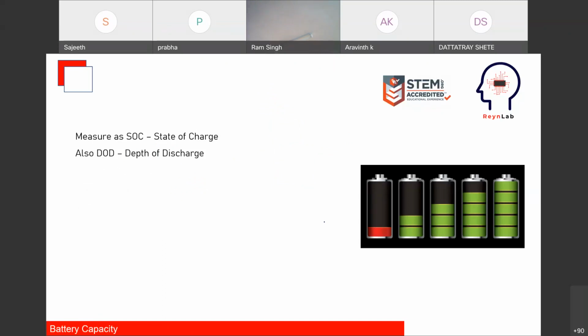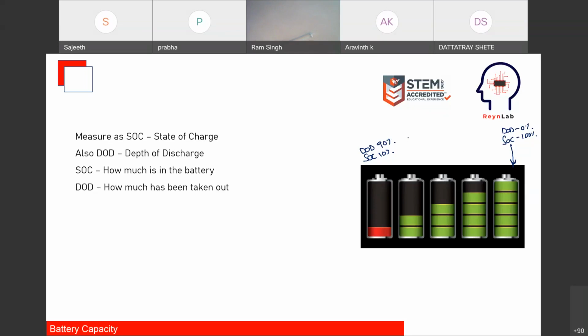Whereas depth of discharge tells you how much has been depleted. Say, for example, in this case, you would say SOC is 100 percent, or 1, and depth of discharge is basically 0 percent. In this case, you would say SOC is 10%, whereas depth of discharge is 90%. So DOD is basically 1 minus SOC, right? So they are related that way. It's just that they measure different things.